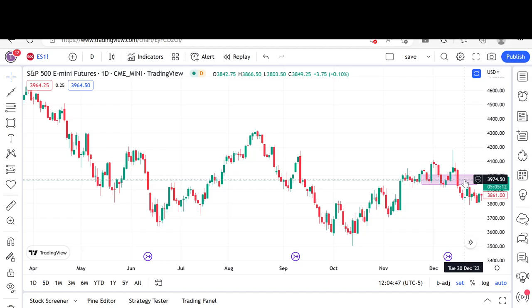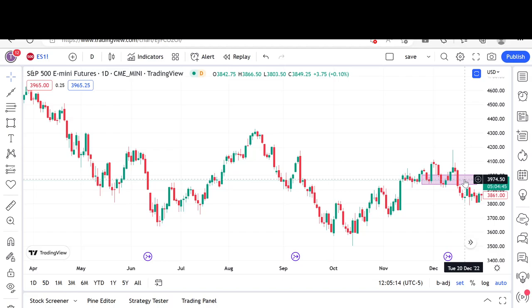That's option number one. Option number two is you can get your entries inside of the fair value gap, which is probably what most of you are more familiar with. Option number two is getting your entries inside the fair value gap. So, for example, once it does efficiently deliver a period of price action, you could look for the reversal off of that little fair value gap.